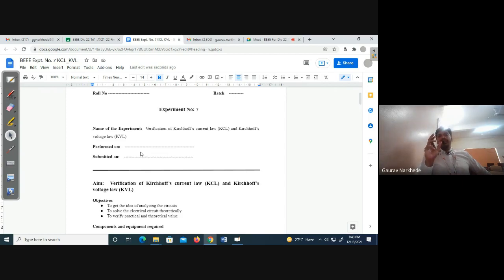Then we will solve some numericals, and then we will see the values using the simulation, right? Theoretical values we will be calculating for current, resistance and voltage, and again we will calculate practically the values of currents and voltages, and then we will compare whether the theoretical and practical values are matching or not. That's the name of the experiment, verification, right? We need to verify whether these laws are applicable perfectly in theory, and whether we get the same readings in practical as in theory.